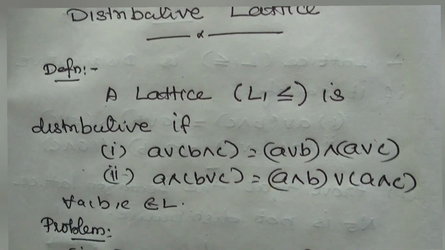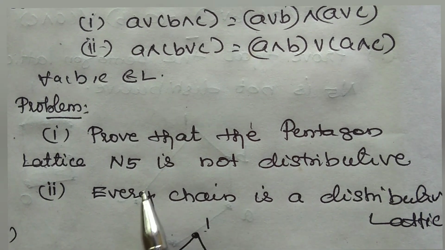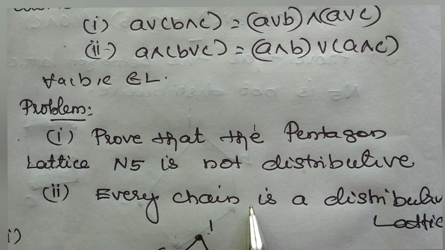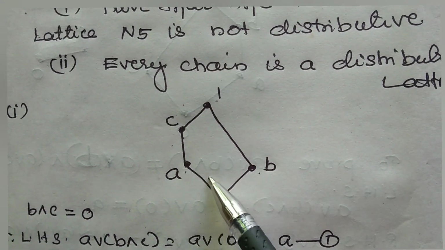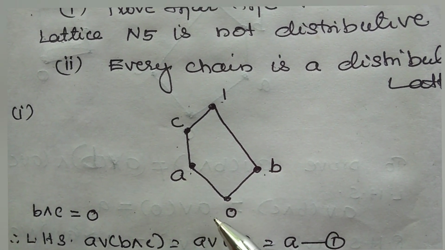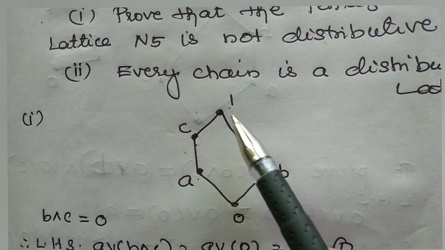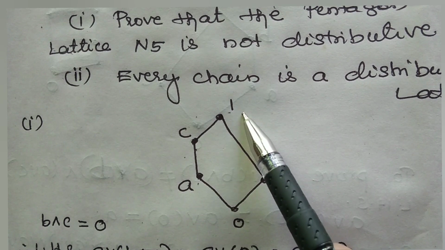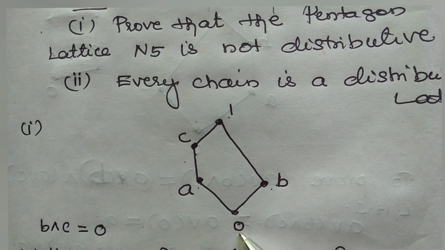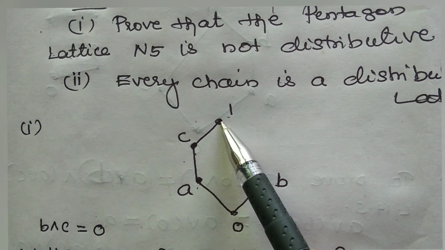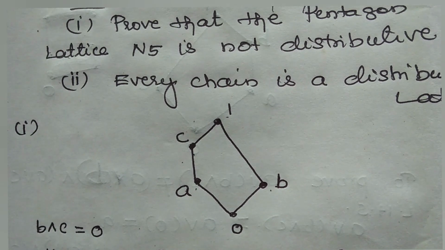So let us go through the problems. Prove that the Pentagon lattice N5 is not distributive. First you draw this Pentagon lattice, that is, this is the diagram for the Pentagon lattice. Here the upper value is equal to 1 and the least value is equal to 0. Pentagon means a total of 5 points, 5 elements.